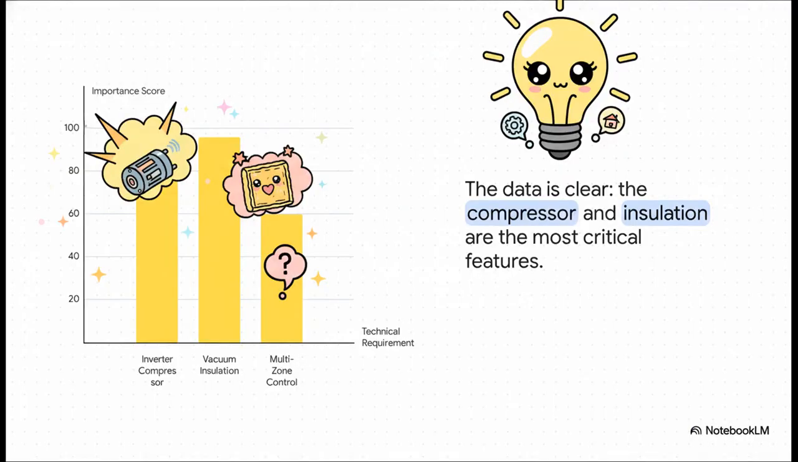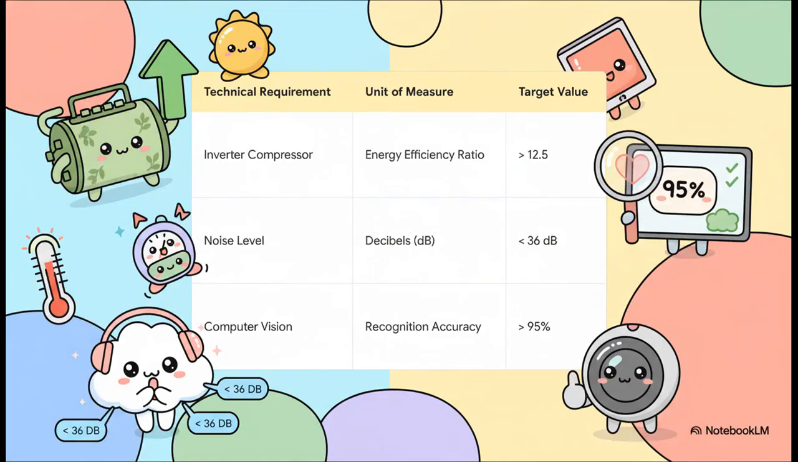And here it is. This is that aha moment. The results are just crystal clear. The inverter compressor and the vacuum insulation panels score a 99 and a 96. They are by far the most critical technical features we need to develop. The data just cuts right through all the noise and opinions and basically screams at the team, get these two things absolutely perfect.